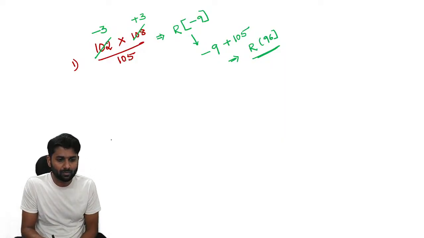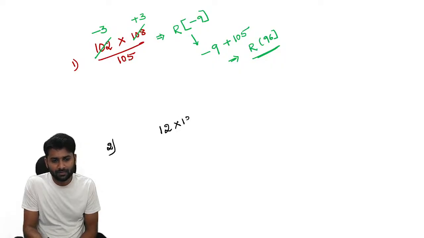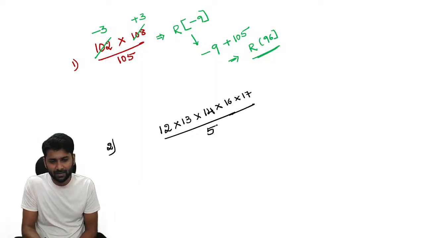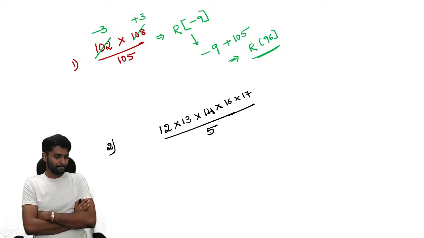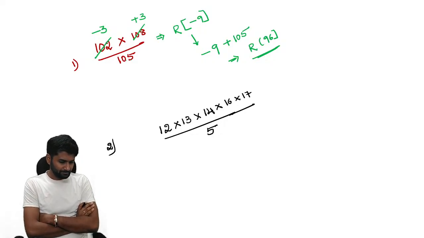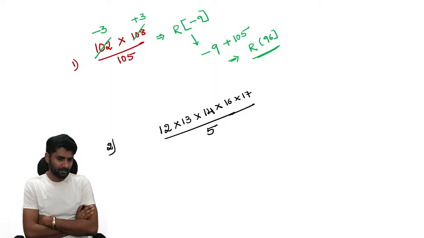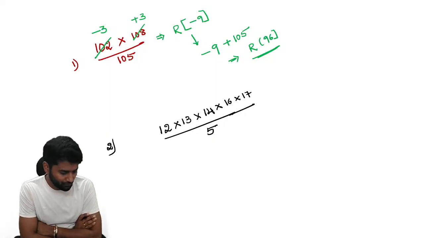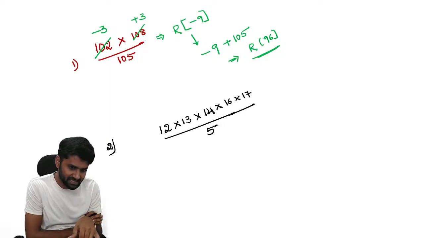Don't worry, we will take one more example. 12 into 13 into 14 into 16 into 17 is divided by 5. What about the remainder?